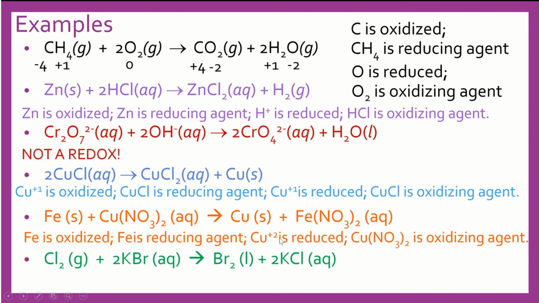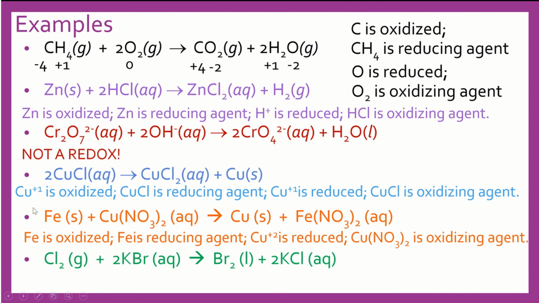Now copper does get a charge. So we have copper 2+, and he goes from being a 2+ charge to copper with a 0 charge. It's now an element. That's a gain of electrons. Grr. Gain of electrons. So copper 2+ goes to copper the element. Copper 2+ was reduced. Gained electrons. And our copper nitrate is the oxidizing agent. It oxidized iron, the element.